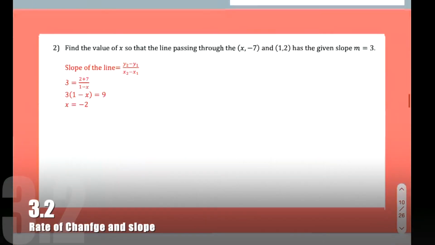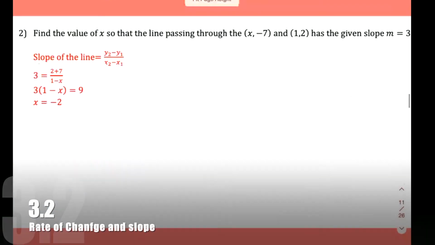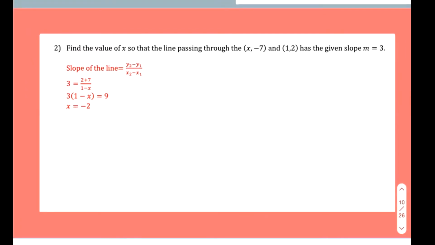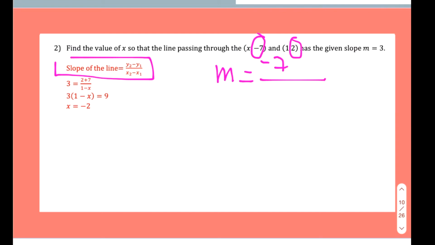Okay, let's go to the next one. Find the value of x so that the line passing through x, negative 7 and 1, 2 has the given slope m equals 3. So what do you do? You just use the definition of the slope, change in y over change in x. Okay, so m equals change in y, which is negative 7 and 2, minus 7 minus 2. I'm doing it another way. Look, here they're doing 2 plus 7. I'm doing this direction.